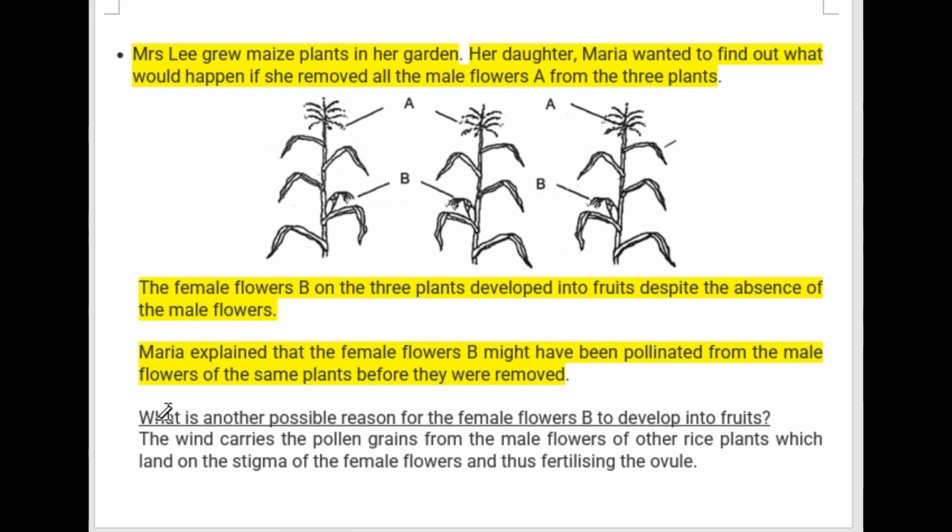What is another possible reason for the female flowers to develop into fruits? The wind carries the pollen grains from the male flowers of other maize plants, which land on the stigma of the female flowers and thus fertilize the ovule.